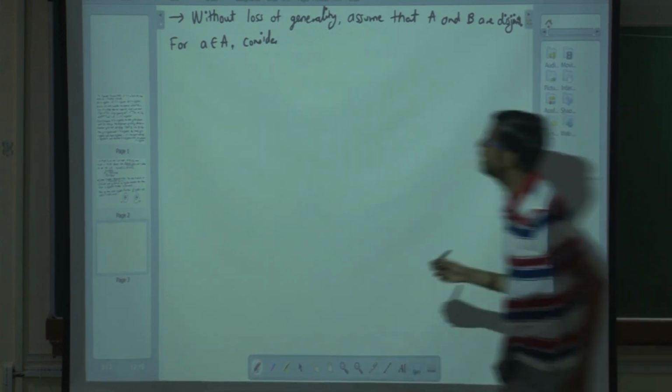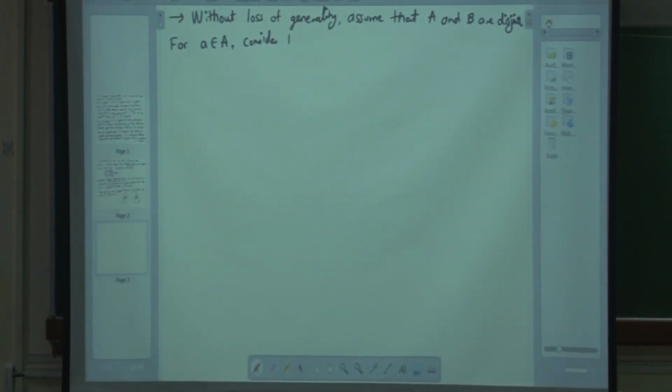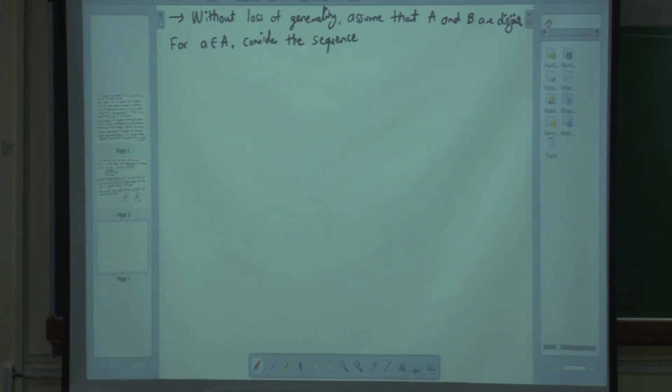So for each a in A, consider this sequence. Consider the sequence a. Then what can I apply to a? a is in A, so F. F of a. What can I apply to F of a? G. So G of F of a.